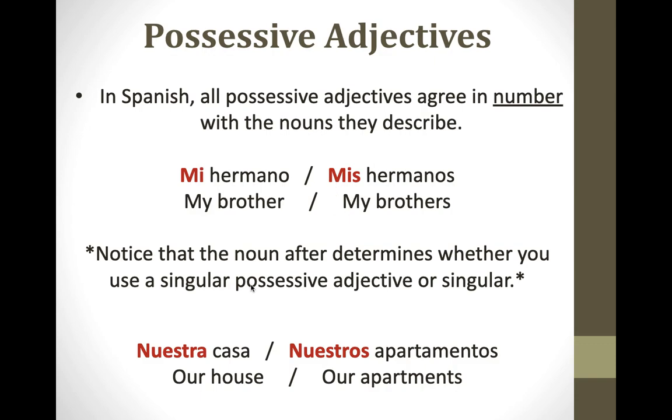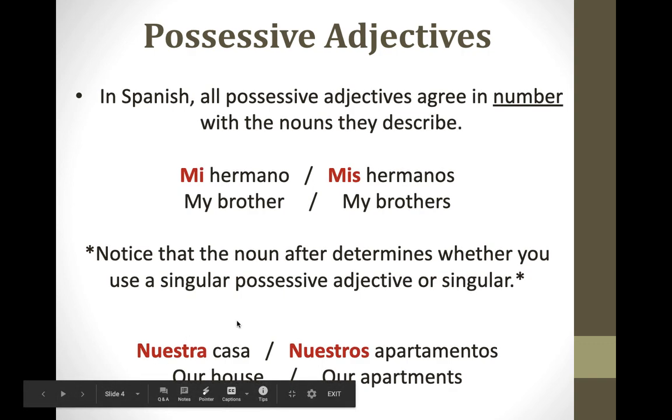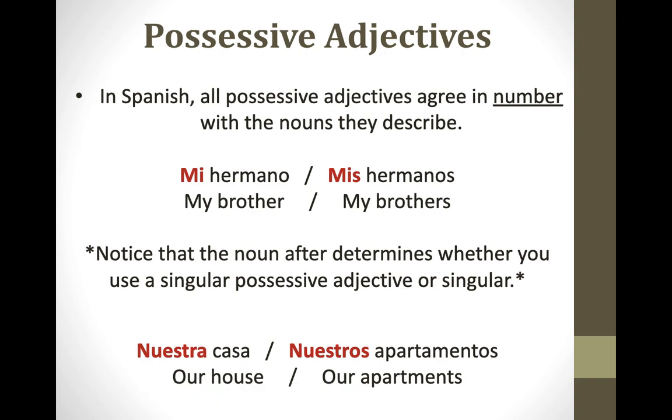Okay, now I just said that, but notice that the noun after determines whether you use a singular possessive adjective or plural. Okay, so look at this example here. Our house is nuestra casa. Our apartments would be nuestros apartamentos. So this example at the bottom not only shows you how the word for our can be used in a feminine or masculine way, but also the fact that house is singular, so we used a singular possessive, and apartments is plural, so we used a plural one.